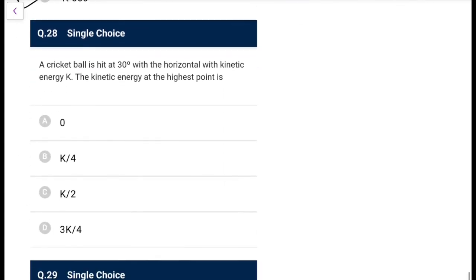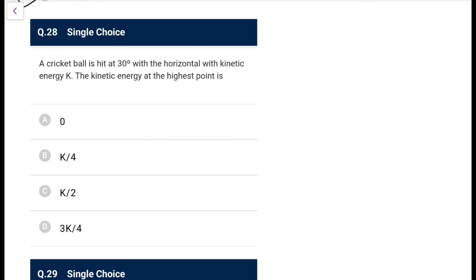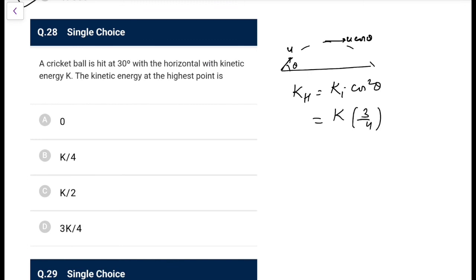Next one. Last 3 now. A cricket ball is thrown at 30 degrees with the horizontal; find the kinetic energy at the highest point. You all know what happens here. If you throw it with speed u at angle theta, at the highest point only u cos theta remains. So the kinetic energy at the highest point will be K initial cos square theta. Cos square 30 is 3 by 4, so it becomes 3K by 4. Go for option D here.